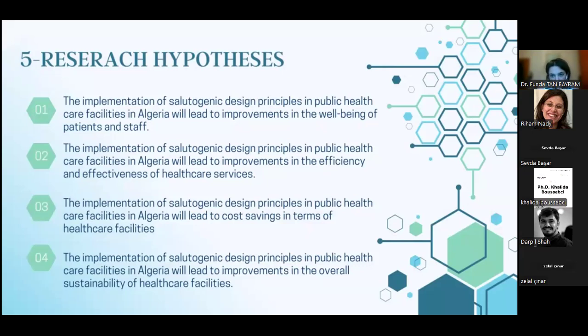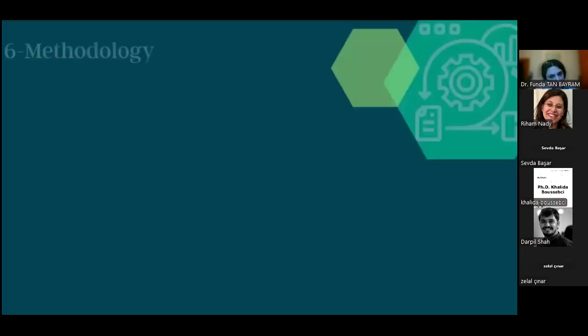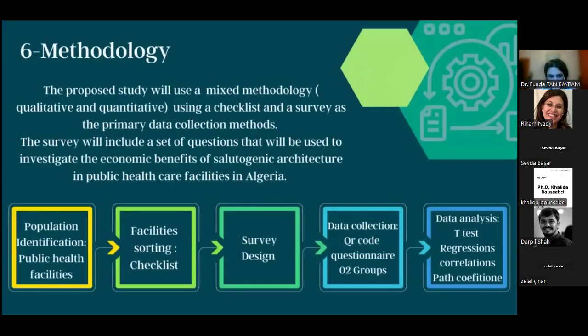in the overall sustainability. We use a mixed methodology using a checklist and a survey as the primary data collection methods. The survey will include a set of questions that will be used to investigate the economic benefits of salutogenic architecture in public healthcare facilities in Algeria.